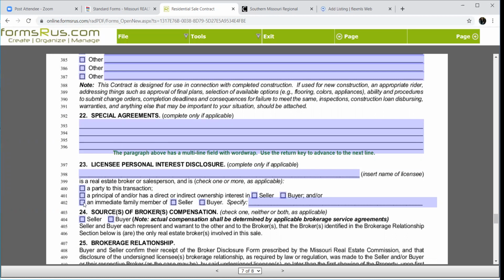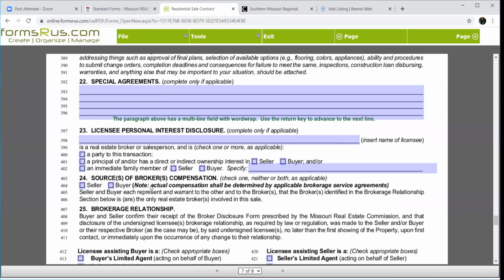Are you a party to this transaction? Do you have ownership in it, or are you showing an immediate family member? Immediate family members are spouses, children, siblings, and parents. Yes. So I personally disclose aunts and uncles and cousins because I don't see a reason not to. But those four are the ones that you've got to.